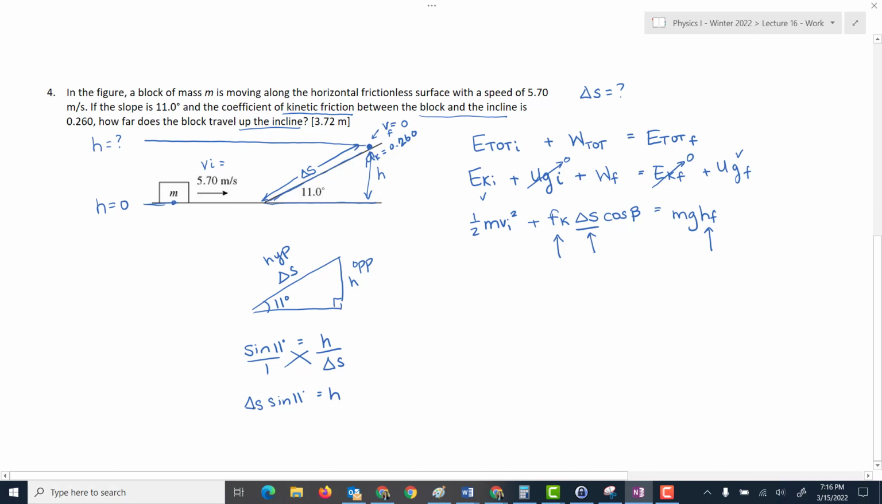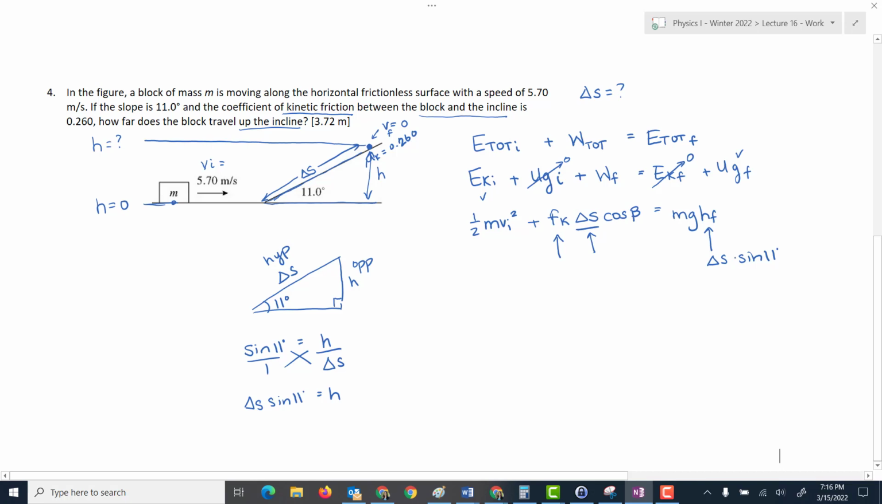H is equal to delta S sine 11. So this H final over here, we can replace it with delta S times sine 11. And that way, we'll have a delta S here that we're trying to solve for, and a delta S here that we're solving for. And that's what the question's asking for.